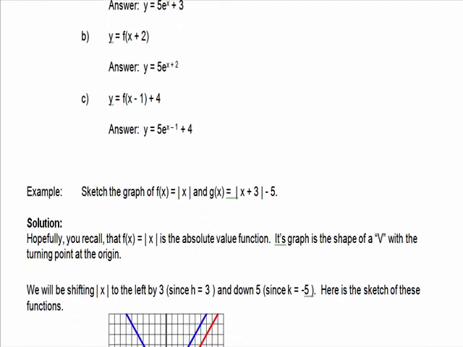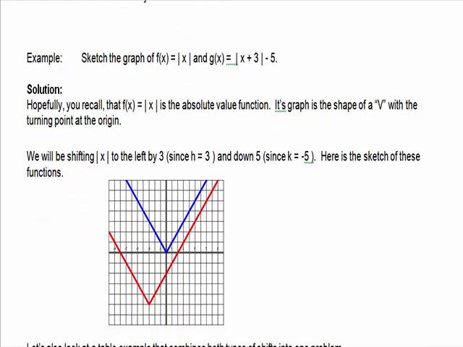Let's take a look at one last example. Suppose I wanted to sketch the graph of f of x equals the absolute value of x, and g of x equals the absolute value of x plus 3, minus 5. Hopefully you remember the absolute value of x is the function that's shaped like a V. We talked about that way back in the first chapter or so of the book. So f of x is the absolute value function. We graph it in the shape of a V with a turning point at the origin. So that's the blue graph.